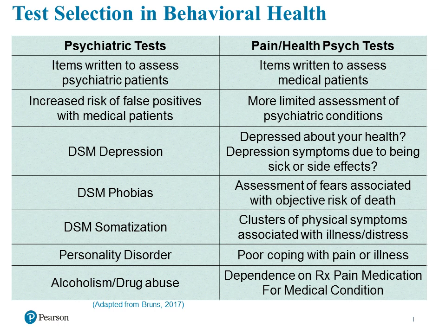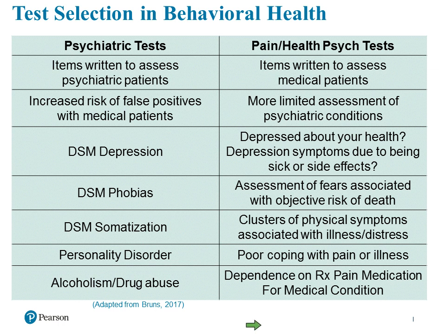So thinking a little bit about selecting tests, or the viewpoint of these tests, psychiatric tests have items that are more specifically written to assess psychiatric patients, whereas most pain or health psych tests are written with items to assess medical patients. So again, you can see that there is a little bit of a different viewpoint. There again is the overlap that I showed on the last page, and both of these types of tests are useful in the medical environment, especially if you consider how many different medical environments there really are.